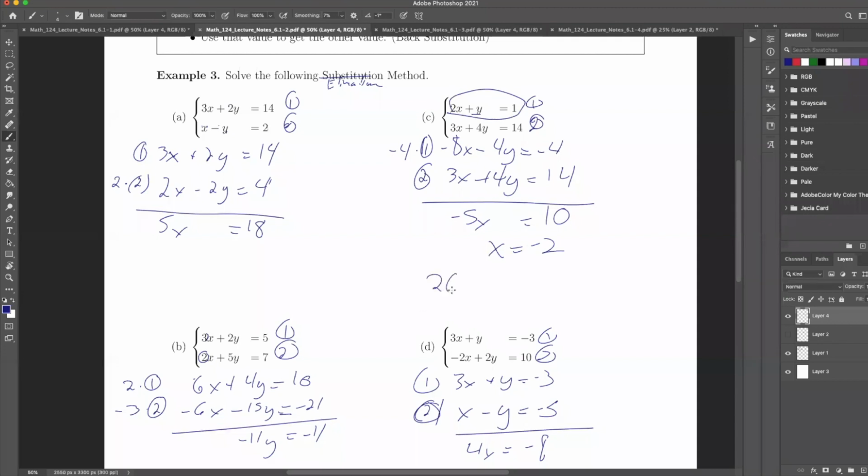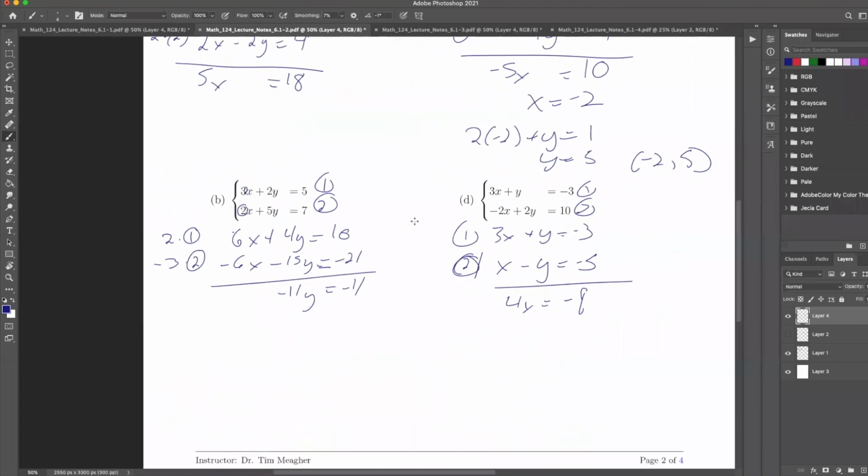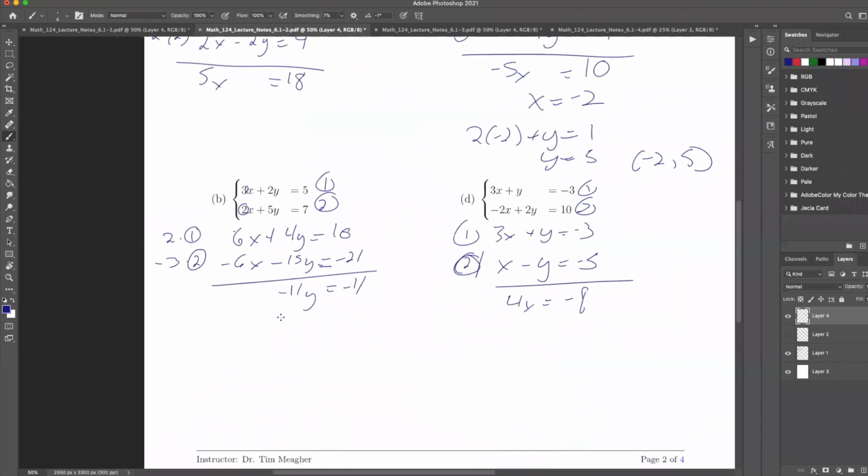So it'd be 2 minus 2 plus y equals 1. That means y equals 5. And so here I have -2, 5 is my answer. Here, for this one, I get y divided by 11. I get y equals 1. I'm just going to plug it back into the top one. So 3x plus 2 times 1 equals 5. Well, that means 3x is equal to 3. That means x is equal to 1. So I have the solution 1, 1.